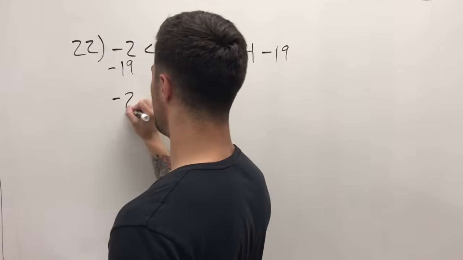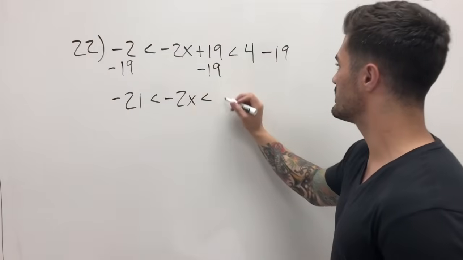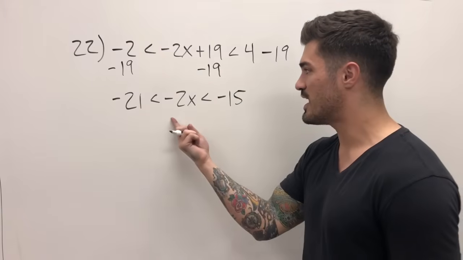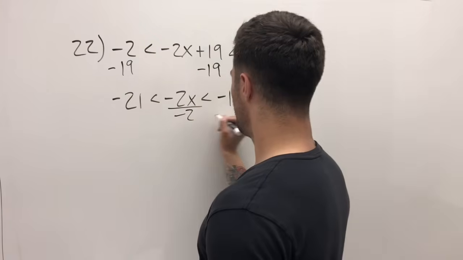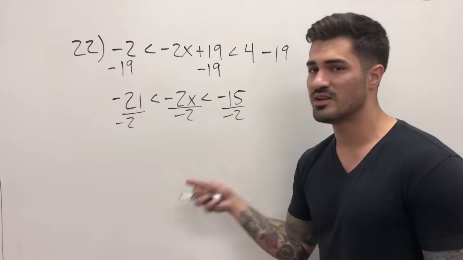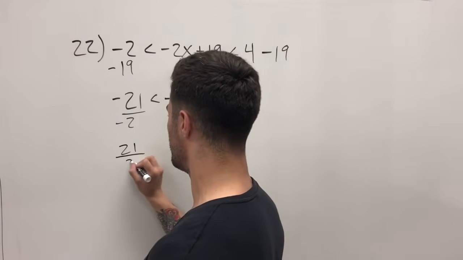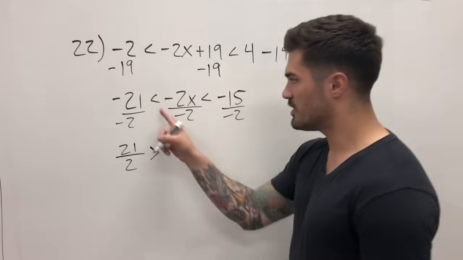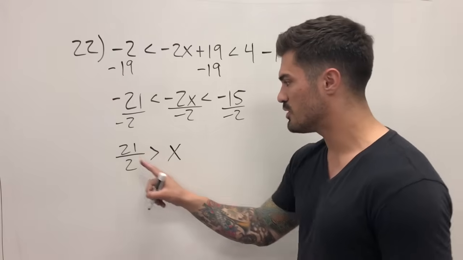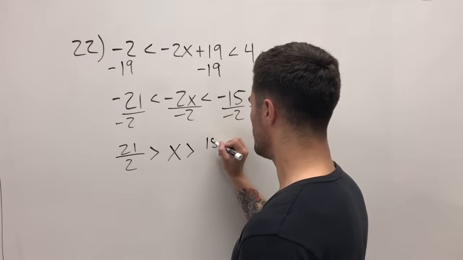So I get negative 21 is less than negative 2x is less than, let's see, 4 minus 19, that is negative 15. Now I divide all 3 sides by negative 2. And if you remember what happens when I divide by a negative, I do have to flip the inequalities in the opposite direction. So this will be 21 over 2. It's now positive because a negative divided by a negative is a positive, and the inequality has flipped. So here I have my x, which is less than 21 over 2, but is greater than, because this one flips as well, 15 over 2.